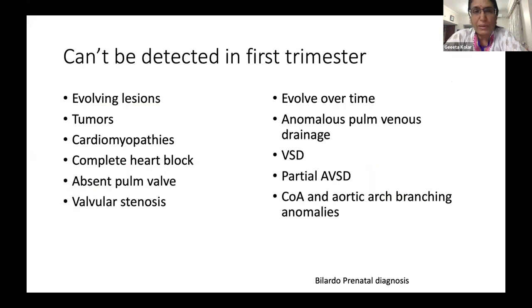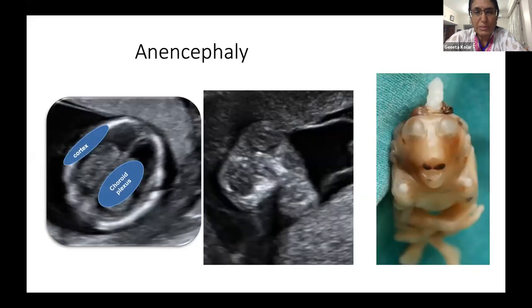Why is it that you can't detect these abnormalities in the first trimester? It is because most of these are evolving, and these evolve over time. And these would be tumors, cardiomyopathies, heart blocks, absent pulmonary valve, valvular stenosis. Some of them evolve over time, and the fetus should have been adequately grown to be able to see these organs, like anomalous pulmonary venous drainage, the ventricular septal defects, partial AVSD, coarctation of aorta. And these are ones which you certainly can't detect. Whatever you do, you will not be able to detect these abnormalities.